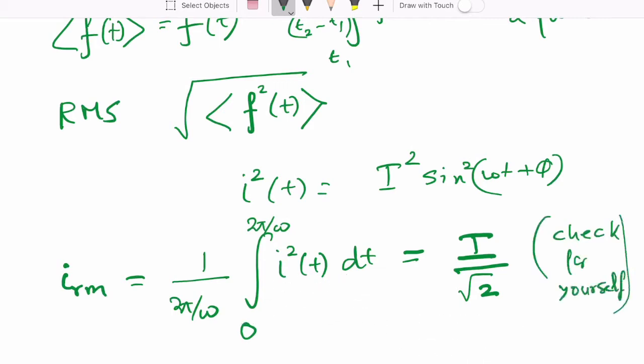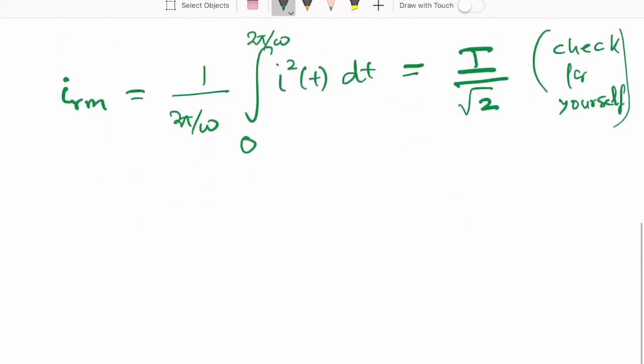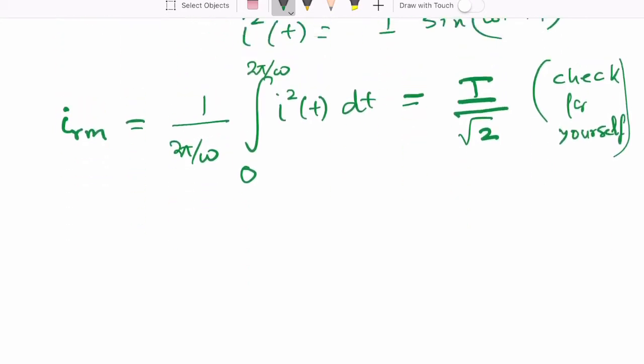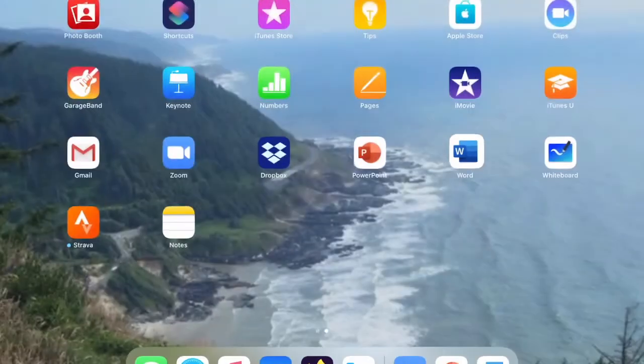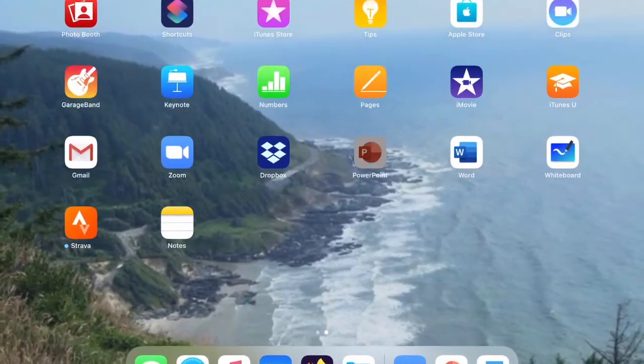Just to make sure you're convinced about that. And so that is the definition of what RMS is. For a sinusoidal function, the RMS value of the function is the maximum value of the function divided by the square root of 2. So in the next slide, I have a plug and chug example based on that.